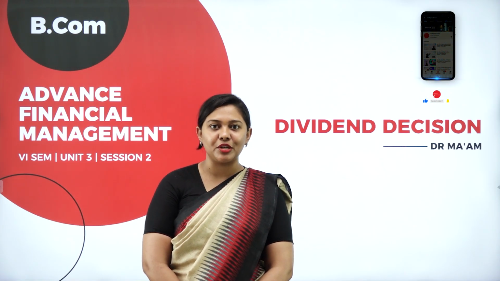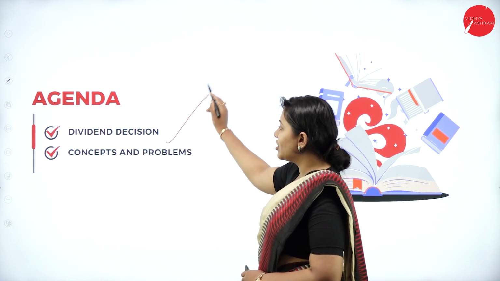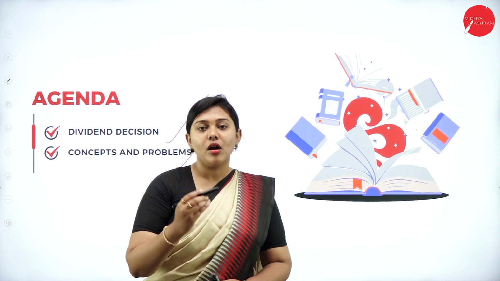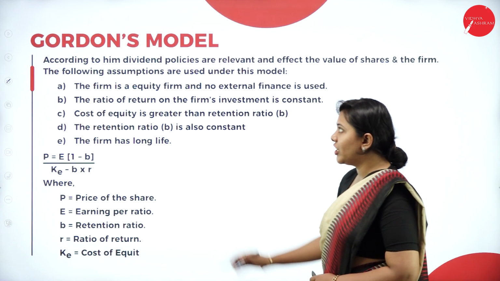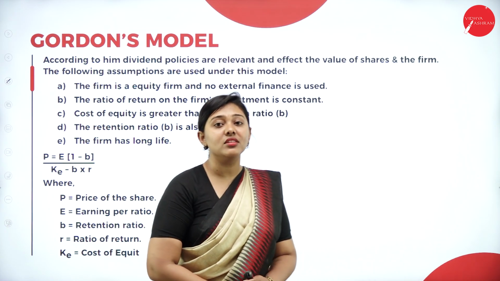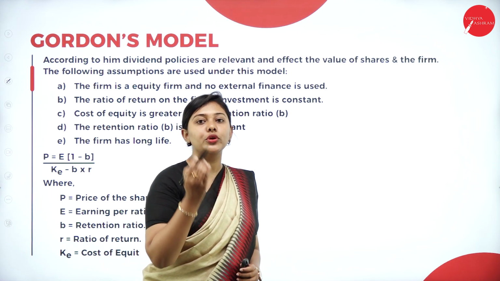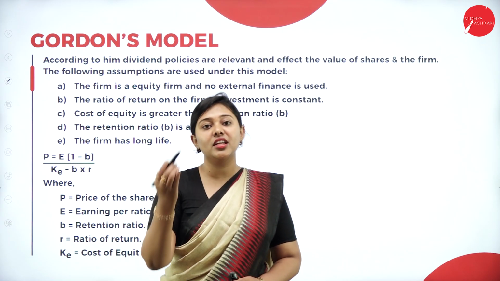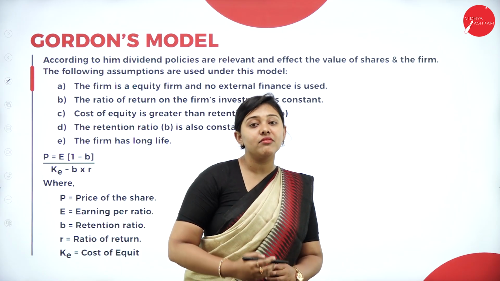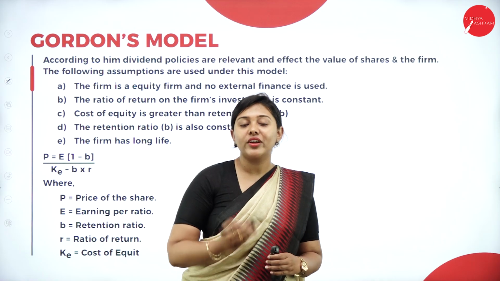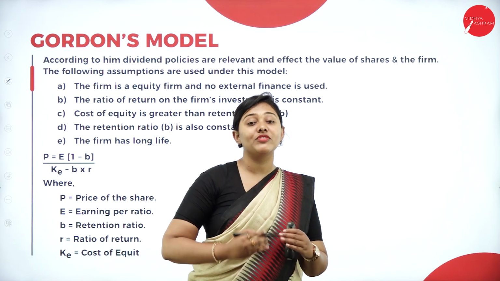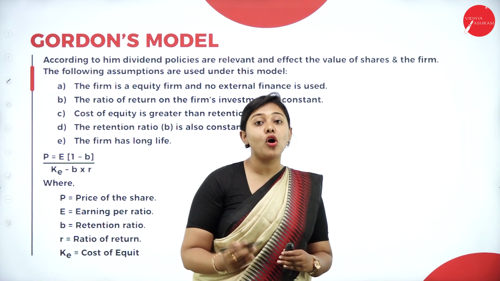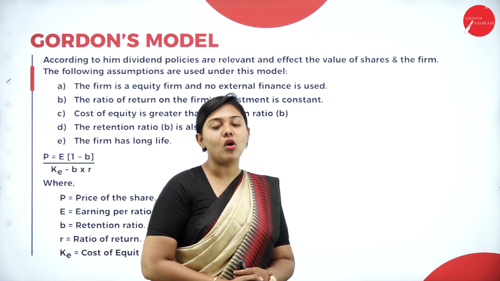Unit 3, Dividend Decision. Moving forward, we will discuss the concepts and problems on Gordon's model in today's class. Let us understand what Gordon's model is all about. As I have told you, there are two theories, relevance theory and irrelevance theory. We have discussed the relevance theory, that is Walter's model. Another relevance theory with respect to the value of the firm and the dividend decision is Gordon's model. So what does the Gordon model say?